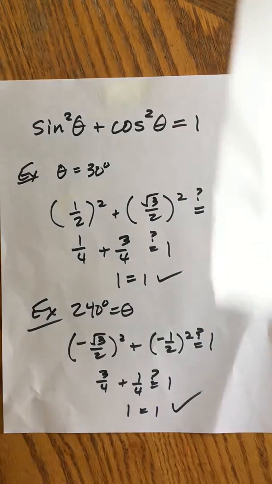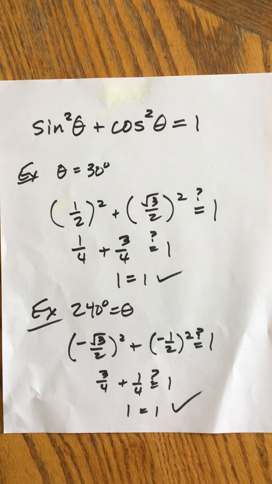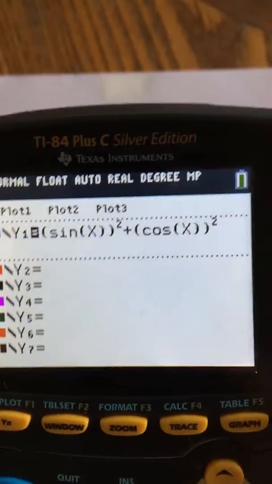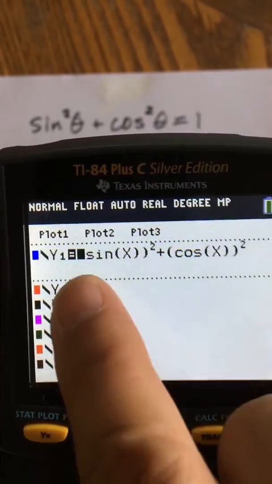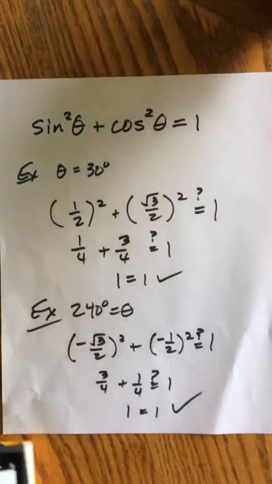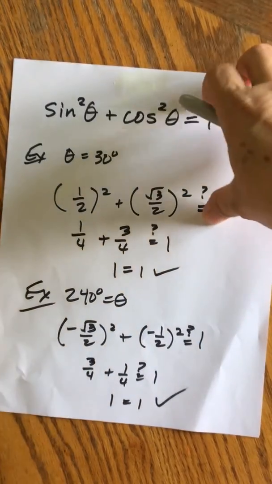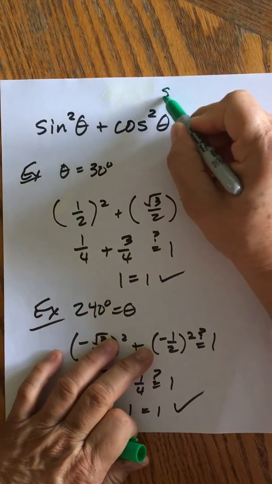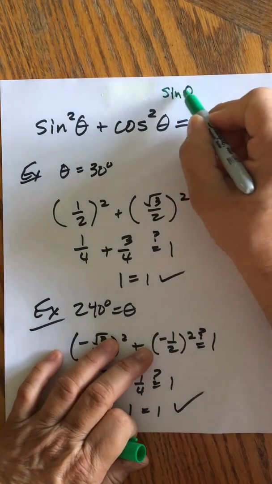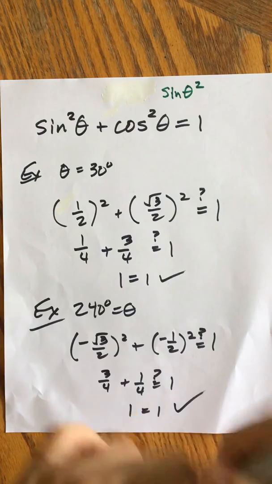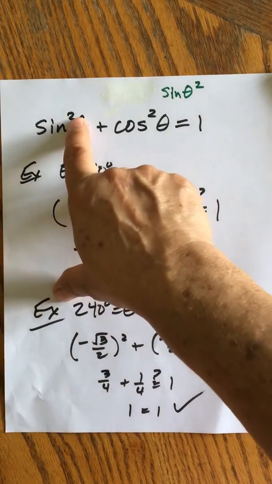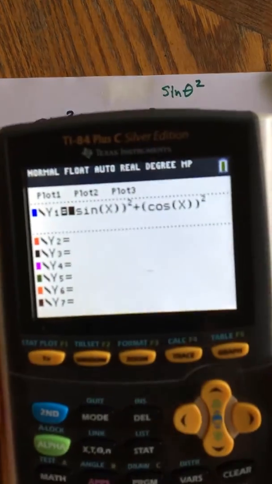Now I'll just go a little further and actually show you that in the calculator. I put this in the calculator. And notice, by the way, the square applies to the function, not the angle. If I had meant to square the angle, I would have to have written it like this. In that case, the square applies to the angle, not the function. But this is the square applies to the function. And that's why I input it the way I did.